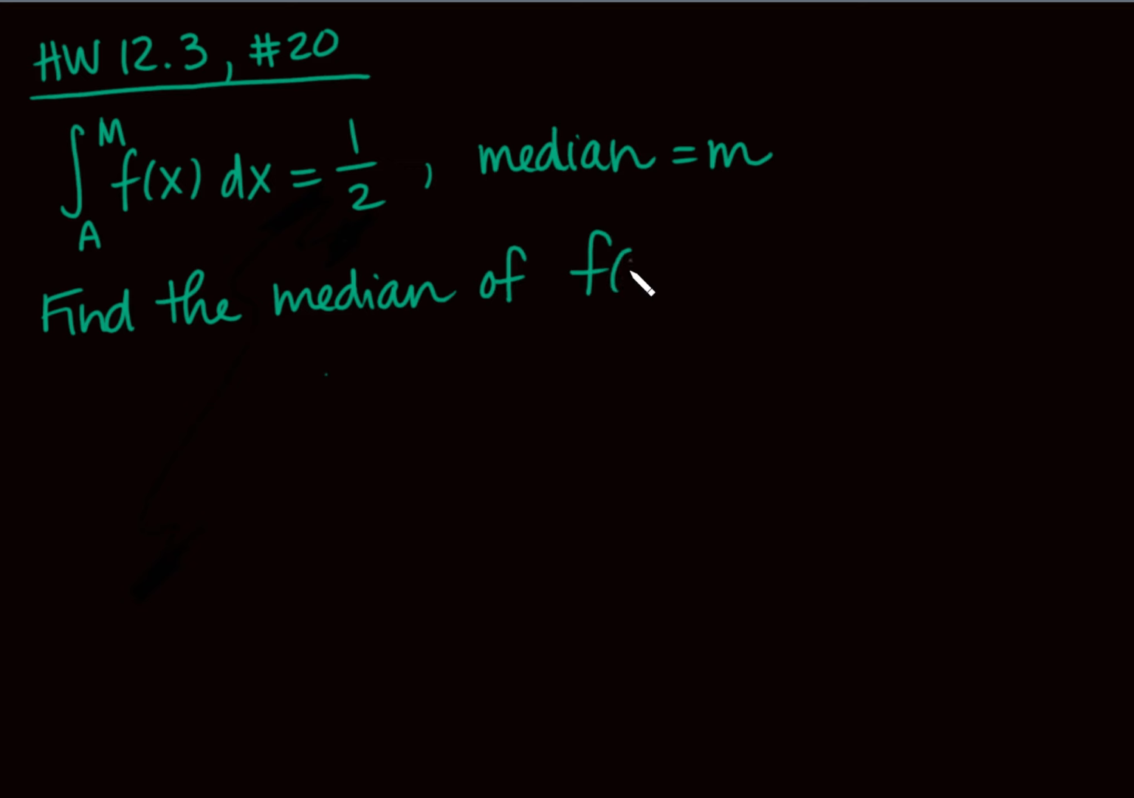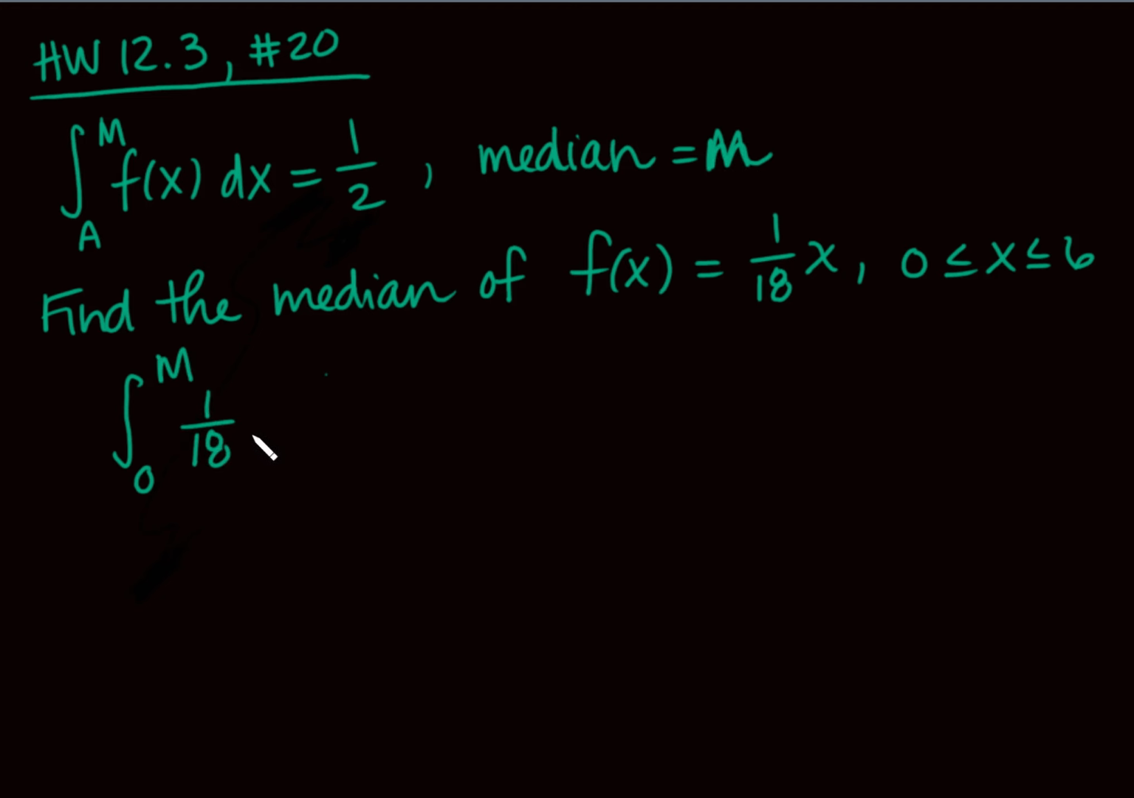Of this function right here, f of x equals 1/18 x between 0 and 6. So what I need to find, they give us our definition. A is going to be 0. I need to find this M that basically breaks up this function in half. So let's just plug stuff in here. I know A is 0. I don't know what M is. I guess I should have put a capital M here. I know my function. That's the integral of 1/18 x dx. And I know I'm going to set it equal to 1/2. I'm going to wait to do that for just a minute, though. I'm going to do a little bit of work here first, and then I'll set it equal to 1/2.